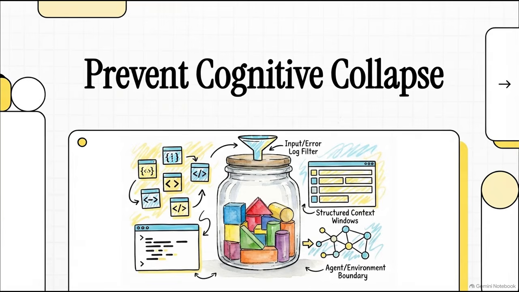Ever watched an AI agent just completely lose its mind after reading a single, massive error log? Yeah, if you've seen it, you know exactly what cognitive collapse looks like. Welcome to This Explainer. Today, we're diving into a real masterclass in systems architecture.